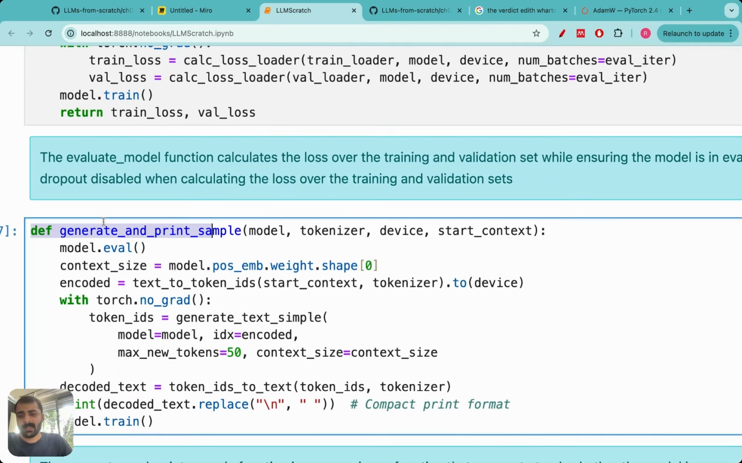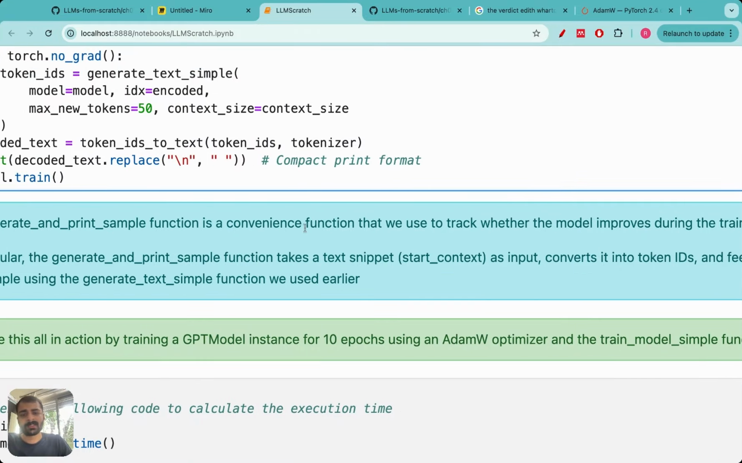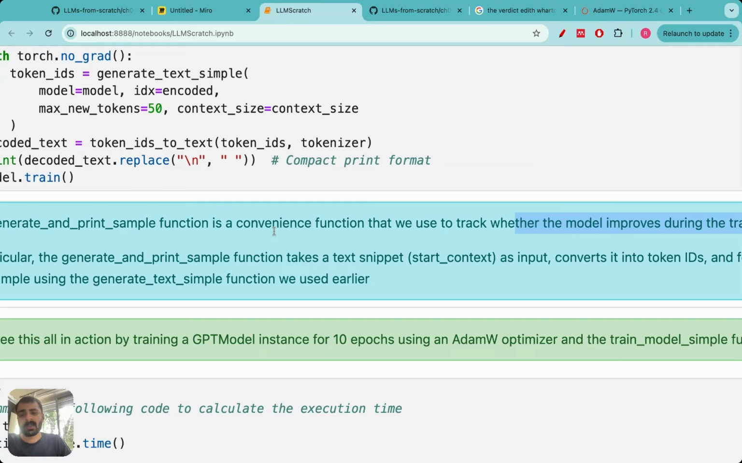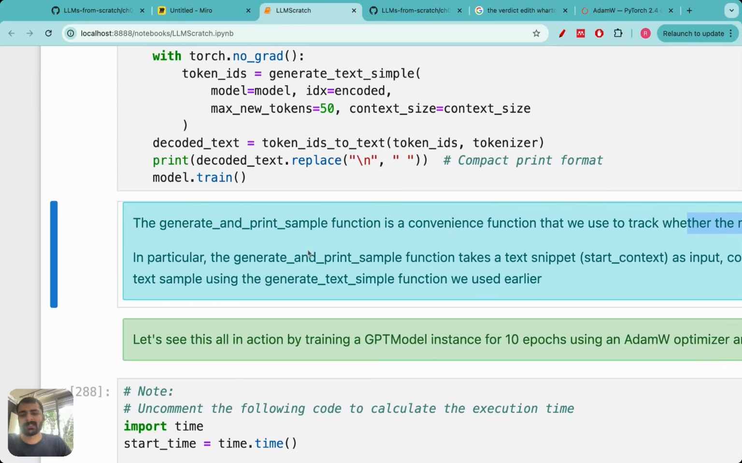And then this generate and print sample, right? What we are doing here is that it's a convenience function that we use to track whether the model improves during training, because we will be able to see what text is being generated.